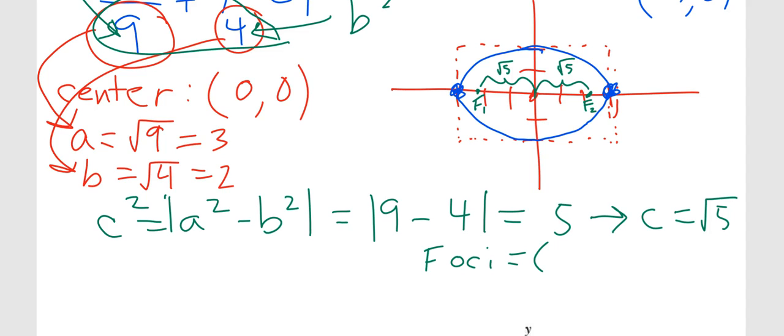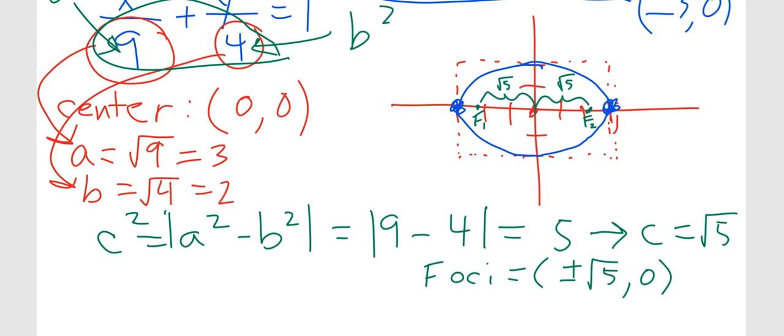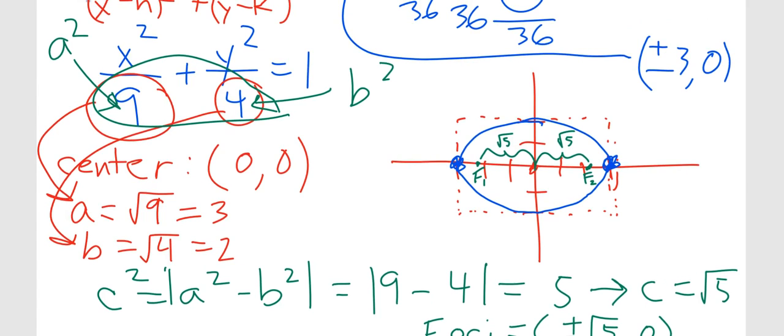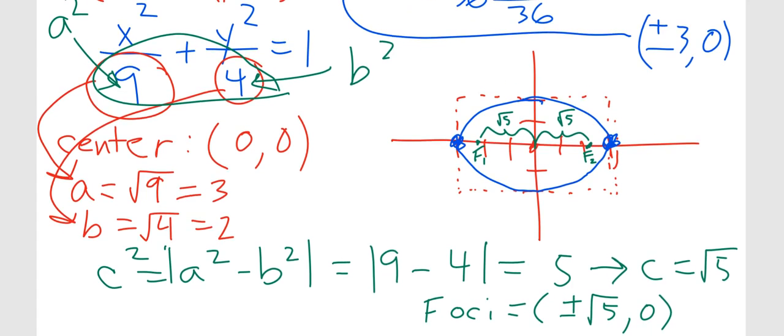Radical 5, 0 is one of them. Negative radical 5, 0 is the other one. How can we say that all at the same time? Ooh, plus minus radical 5, 0. You can separate them. You can write radical 5, 0, and then in the separate coordinate, write negative radical 5, 0. Is that what you meant? Or did you have some other ingenious idea? Okay. All right. Yes, you can write them separately.